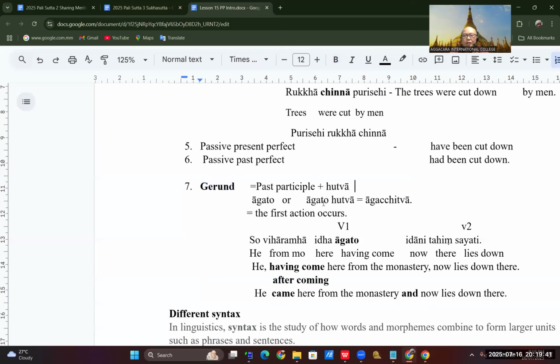There's a hutwa, right? So agato hutwa means agachitwa. Even though you don't see the word hutwa, we combine it to become agachitwa. Agachitwa means after coming, or having come, or he came in. All right, I think that's enough for today.